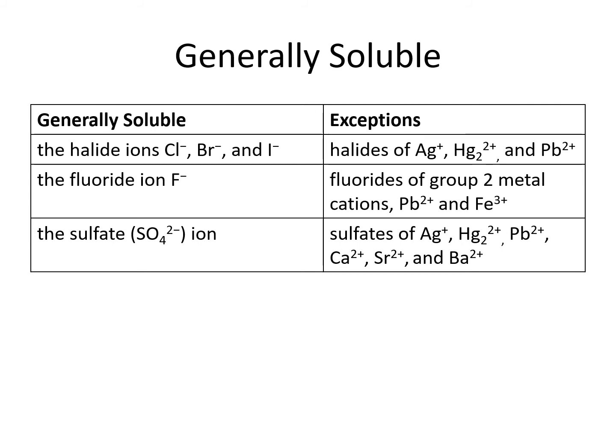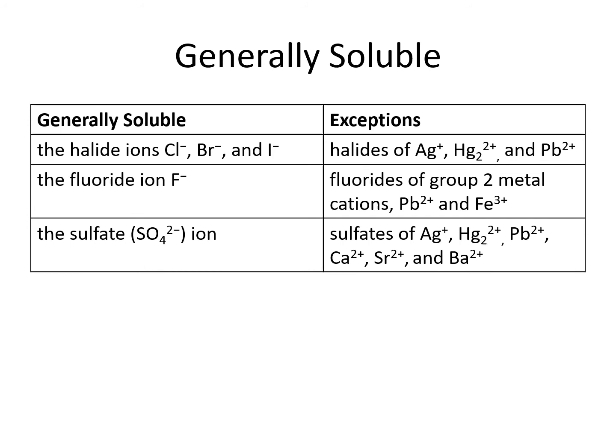soluble. The fluoride ion gets its own category even though it is also a halide, because it has some different exceptions. Fluoride is also generally soluble, but its exceptions are going to be the group 2A metals like calcium or barium, along with lead 2 and iron 3. If fluorine's with any of those exceptions, it will not be soluble. If it's paired with other things that are not the exceptions, it will be soluble.